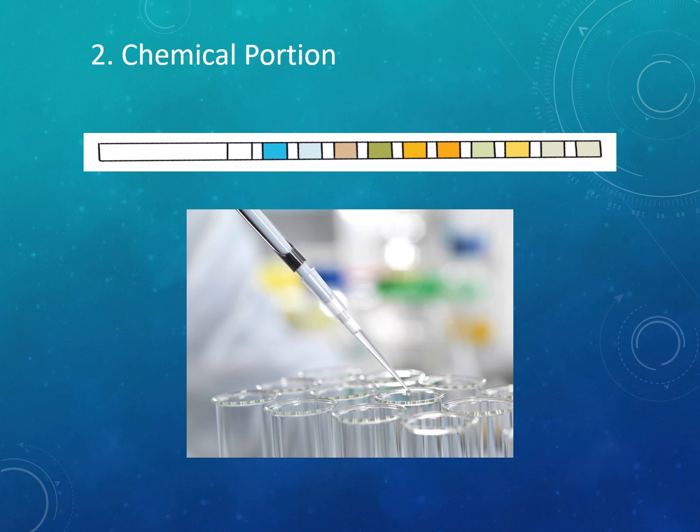Okay, so that concludes the physical portion of the urinalysis, and we're going to move on and talk about the chemical portion. The chemical portion mostly comprises the reagent strip, which you're looking at up here. But there are some other tests involved, especially if we're talking about a specialty laboratory, not just an in-house urinalysis.